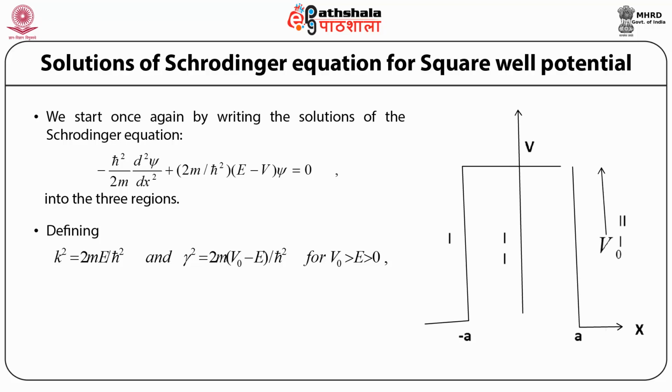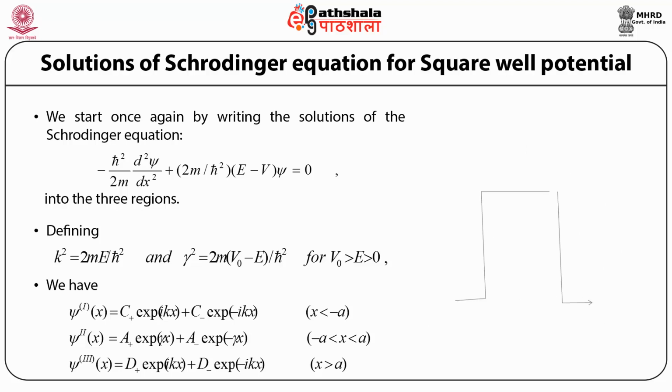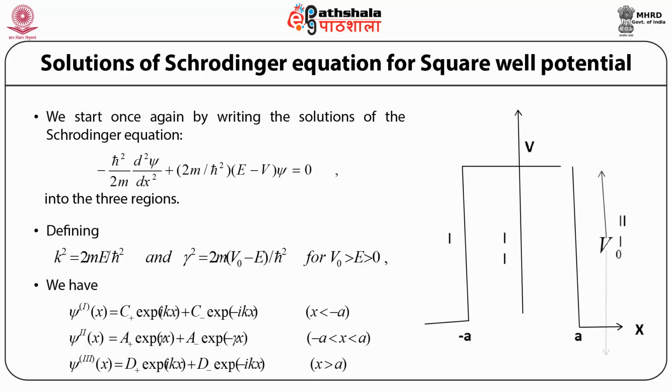equal to c plus into exponent iota kx plus c minus into exponent minus iota kx, where x is less than minus a. For region 2, where x lies between minus a and a, we have psi of x equal to a plus into exponent gamma x plus a minus into exponent minus gamma x. For region 3, where x is greater than a, we have psi of x equal to d plus into exponent iota kx plus d minus into exponent minus iota kx.